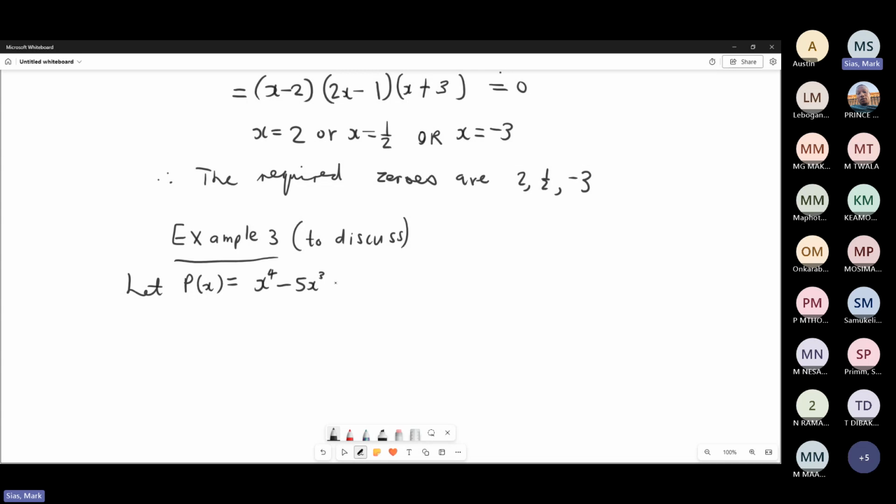I'll discuss it with you a quarter of the way and stop. x to the 4 minus 5x cubed, 5x squared plus 23x plus 10. Don't worry about the sketch of this graph now, guys.